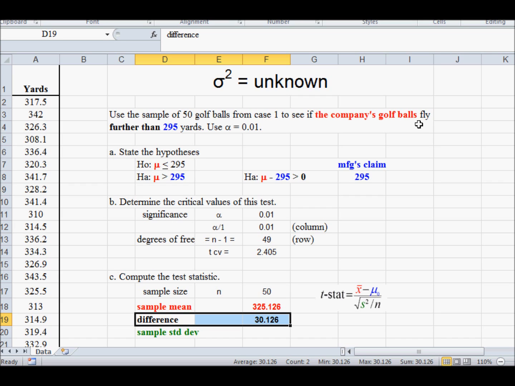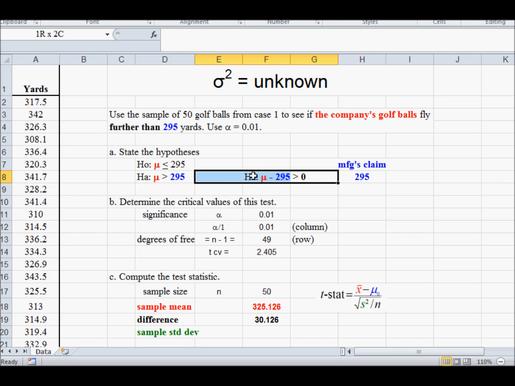We might have a negative difference, we might have a positive difference. So there's going to be a difference. But the question here is whether that difference is significant. We want to know if that difference is positive and significant. For an upper tail test, the question is whether the difference, mu minus 295, in this case x bar minus 295, is significant and positive.